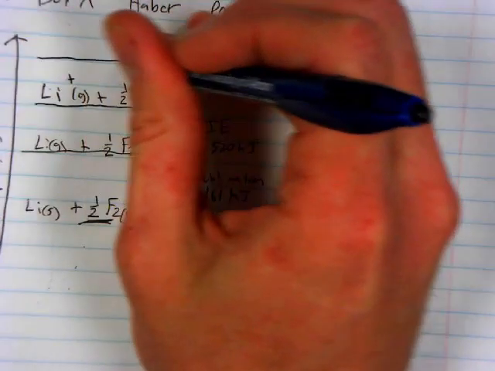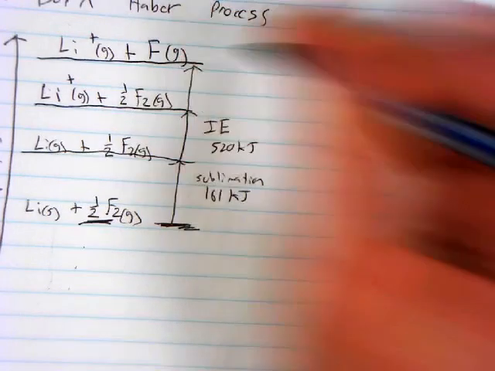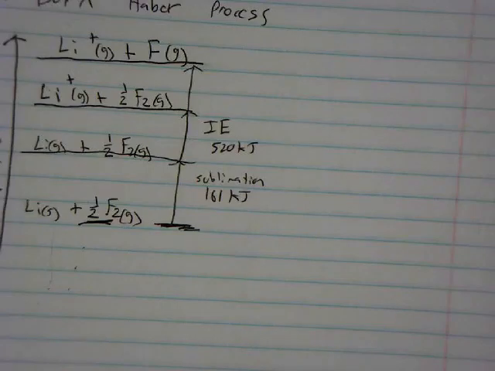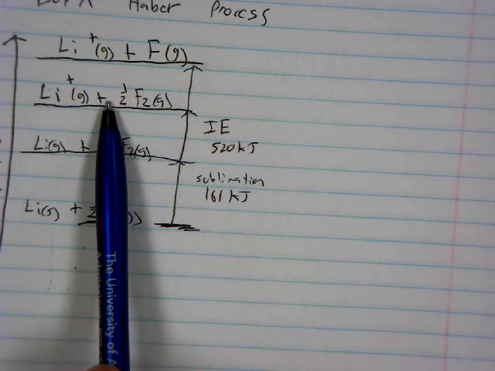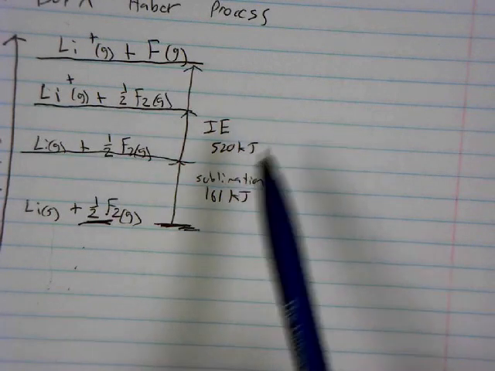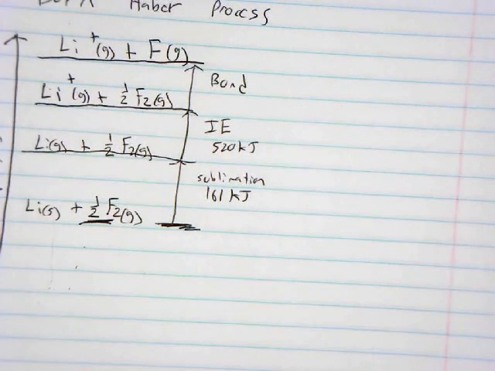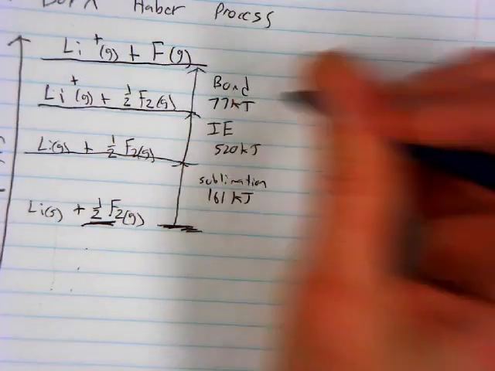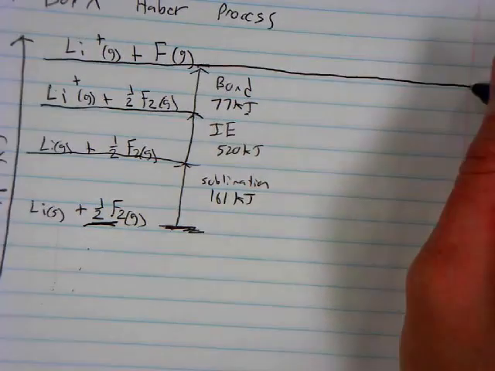And I'm going to go up one more time. Now I'm ending up with lithium ion, which is a gas, plus fluorine gas. So what have I done here to get fluorine and not just 1/2 F2? You split F2 into F. So what I actually did was form a bond. To go from F2 to just F, I basically formed a bond. Stay with me, just trust me, okay? And this was 77 kilojoules. I know, super interesting.